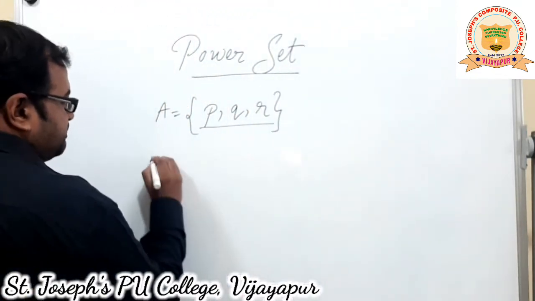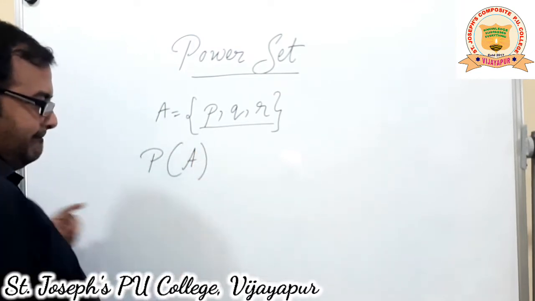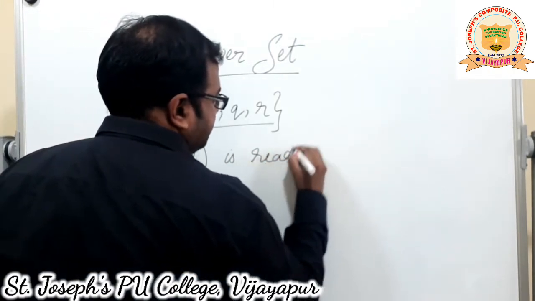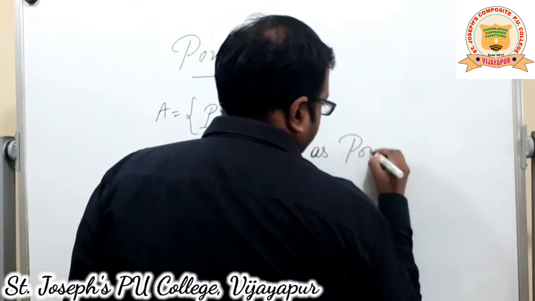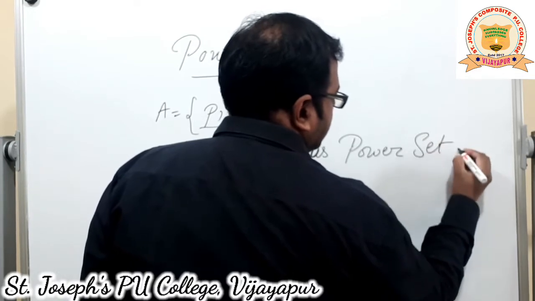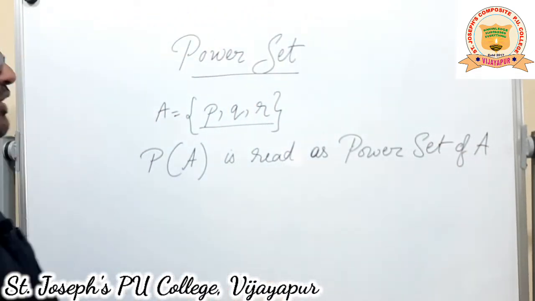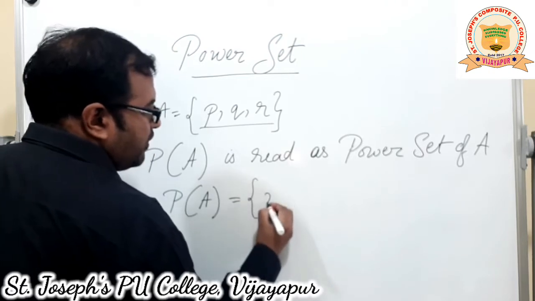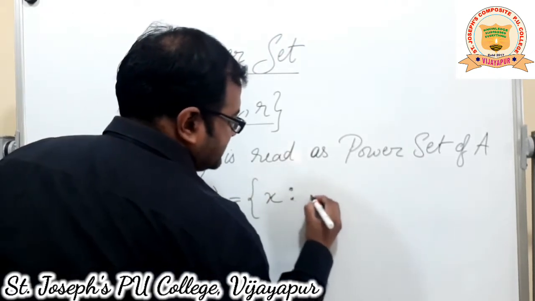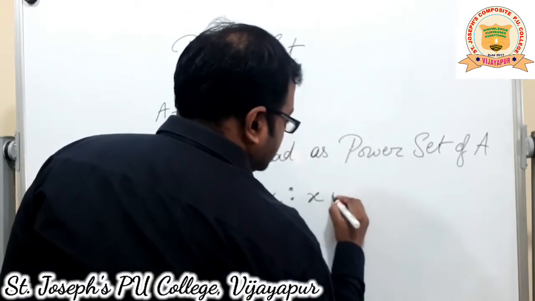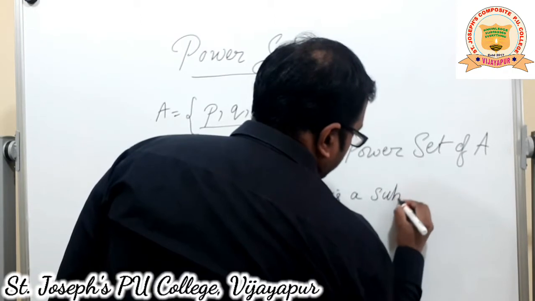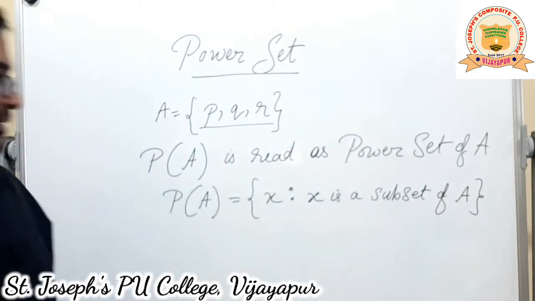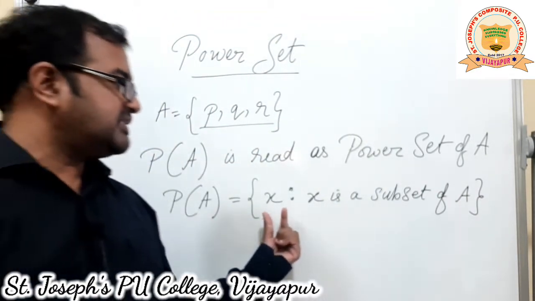See here. So what is the power set of A? This is how we write it: P of A. P of A is a power set, and it is read as power set of A. It's defined as P of A is equal to the set of all X, where X is a subset of A. This is a simple definition. Power set of A is the set of all X such that X is a subset of A.